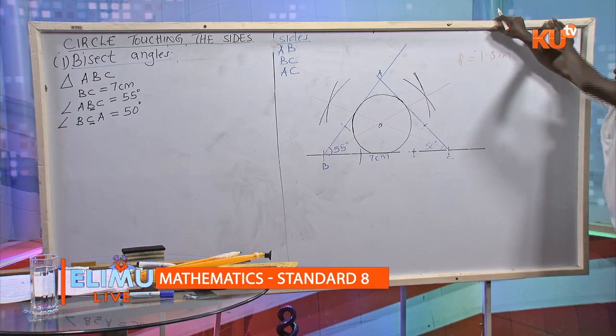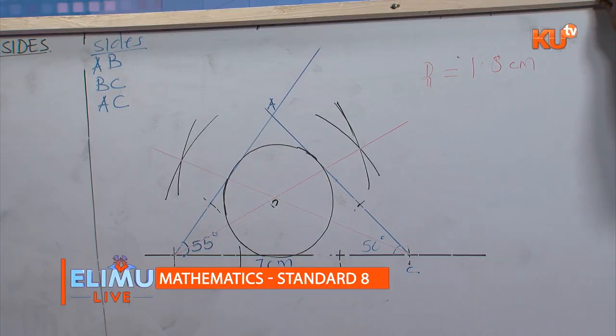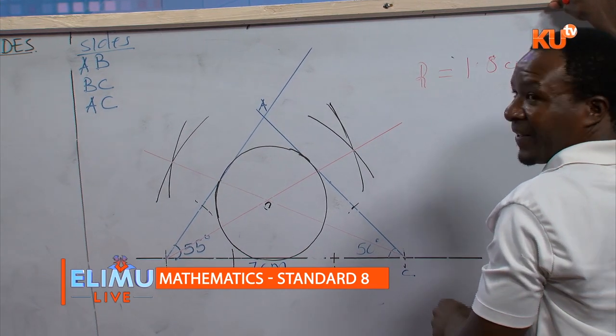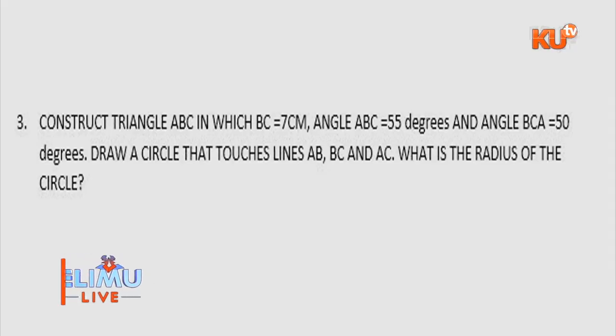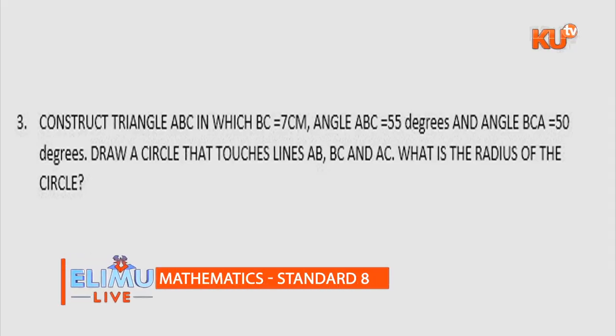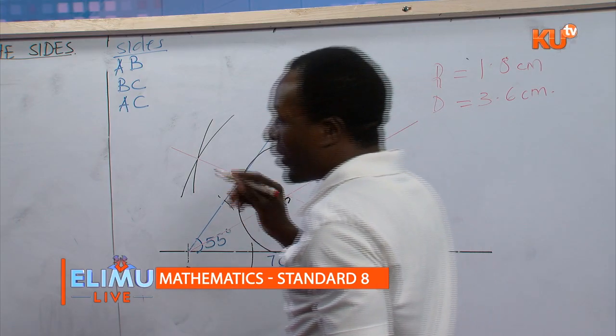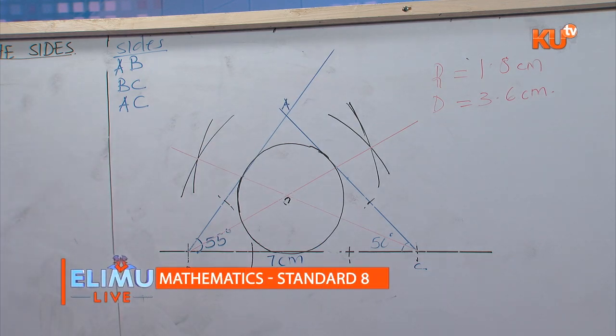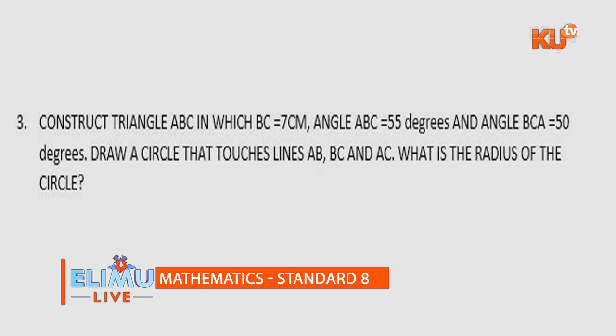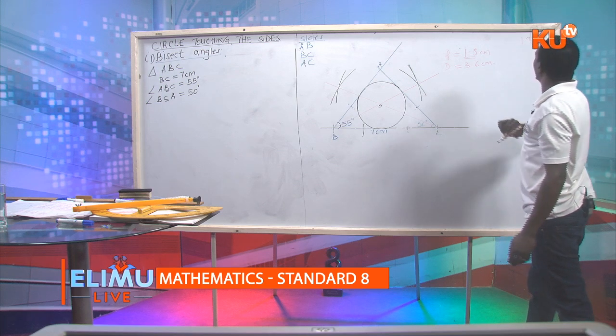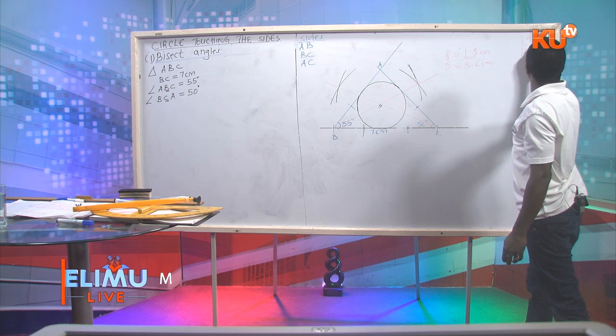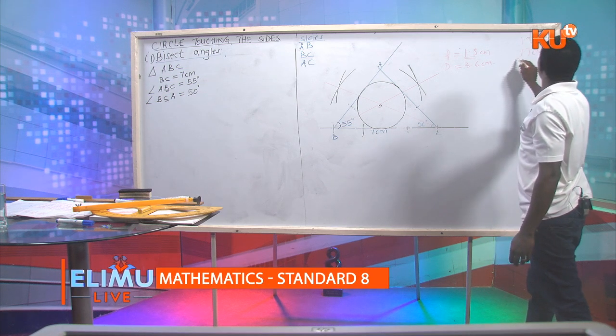So on this one, you can just use your ruler. So our radius here is 1.8 centimeters, meaning that our diameter will be 3.6 centimeters. But our question was asking, what is the radius of the circle? So this one, the learners there at home, you can get 1.9 centimeters, or you can get 1.7 centimeters. We have plus or minus 0.1.